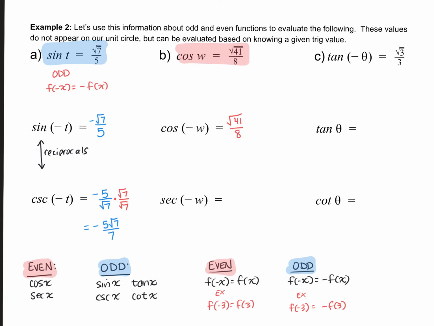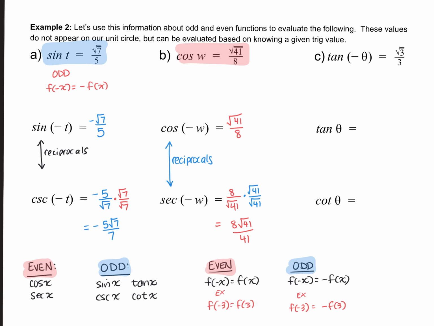All right, and then we're going to look at the fact that cosine and secant are reciprocals of each other. And this time we're asked to find the secant of negative w. So we're doing the reciprocal of the cosine of negative w. Remember, reciprocal just means flip. So we're going to do 8 over the square root of 41. And then again, we're going to rationalize our denominator. So multiply by the square root of 41 over the square root of 41. And we get 8 square root of 41 over 41. And that is the secant of negative w.